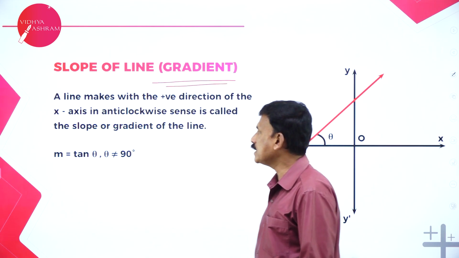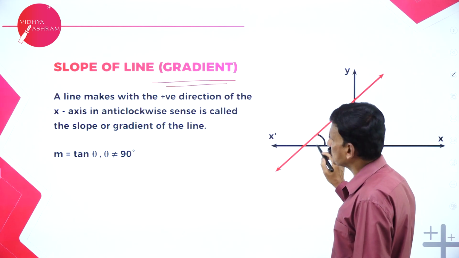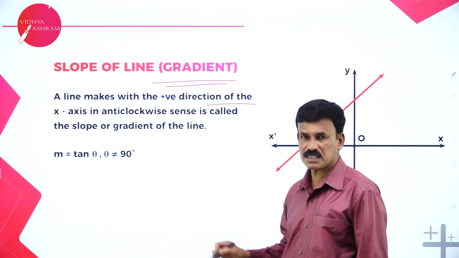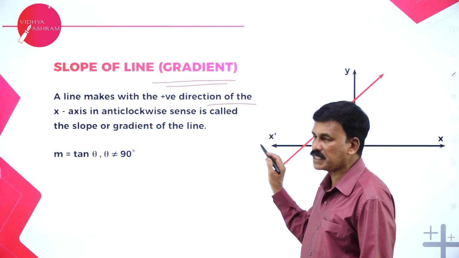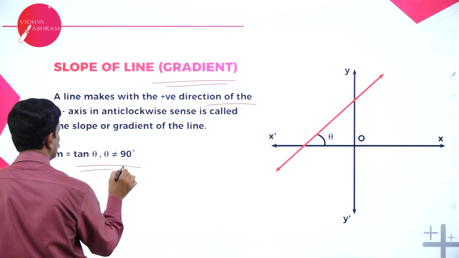Now let us come to the exact chapter, that is the slope of a line or a gradient. Suppose a straight line makes an angle theta with the positive direction of the x-axis, that is in the anti-clockwise direction, then the slope or the gradient is defined as m is equal to tan theta.